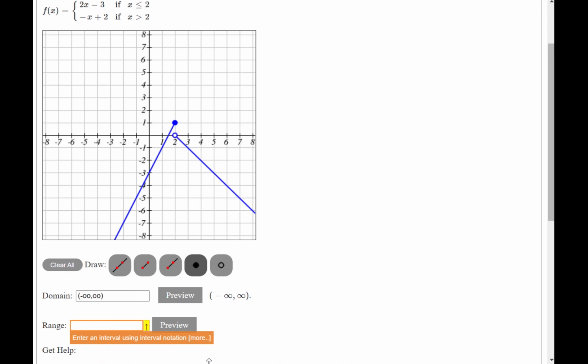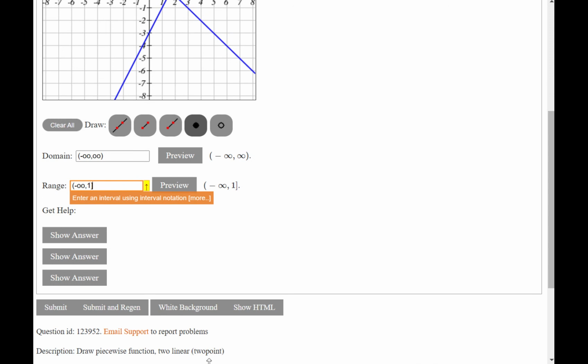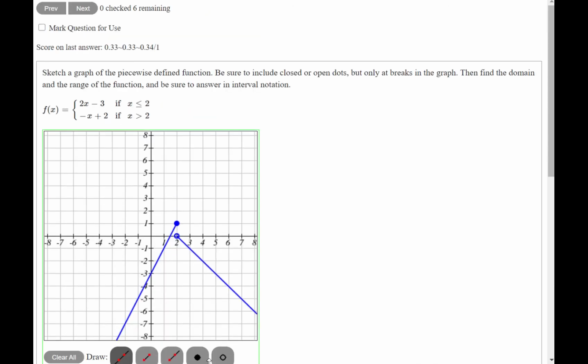The range, the function is only defined down here up until this point right here at 1, and then there's nothing for the function up in this region. So the range is only from negative infinity to 1. So we'll say parentheses negative infinity to 1, but there's a closed circle there at 1, so I'm going to include that point. So that's the range of my function. And there we go.